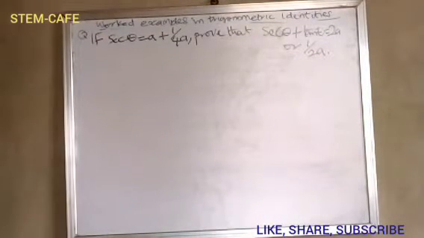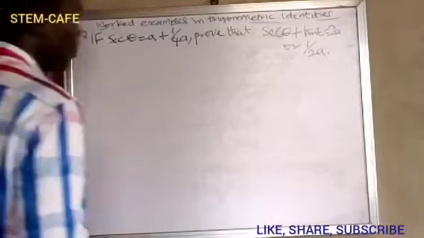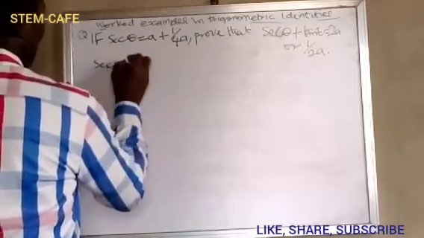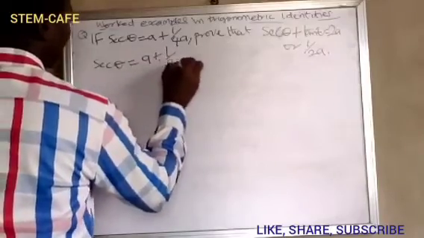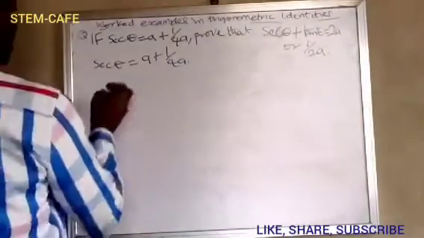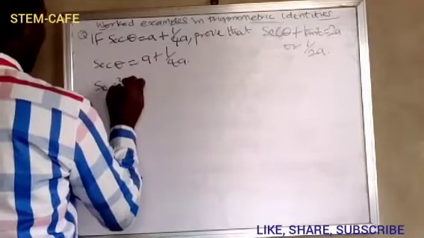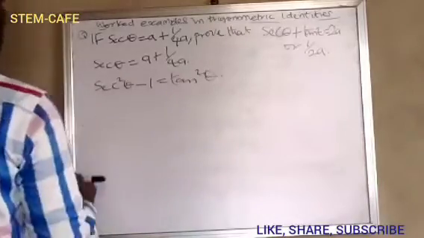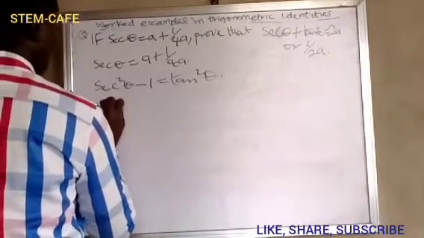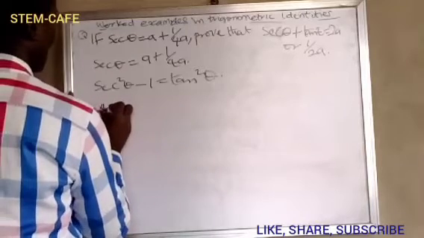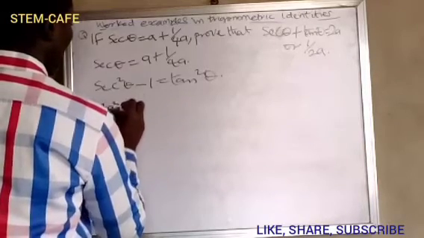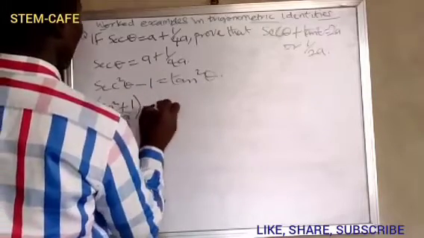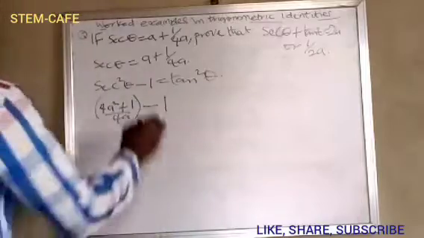If sec theta equals a plus 1 over 4a, prove that sec theta plus tan theta equals 2a or 1 over 2a. So we know that sec theta equals a plus 1 over 4a. And from our trigonometric ratio, we know that sec square theta minus 1 is tan square theta. So our sec square theta is going to be 4a squared plus 1 over 4a. So this one is squared.